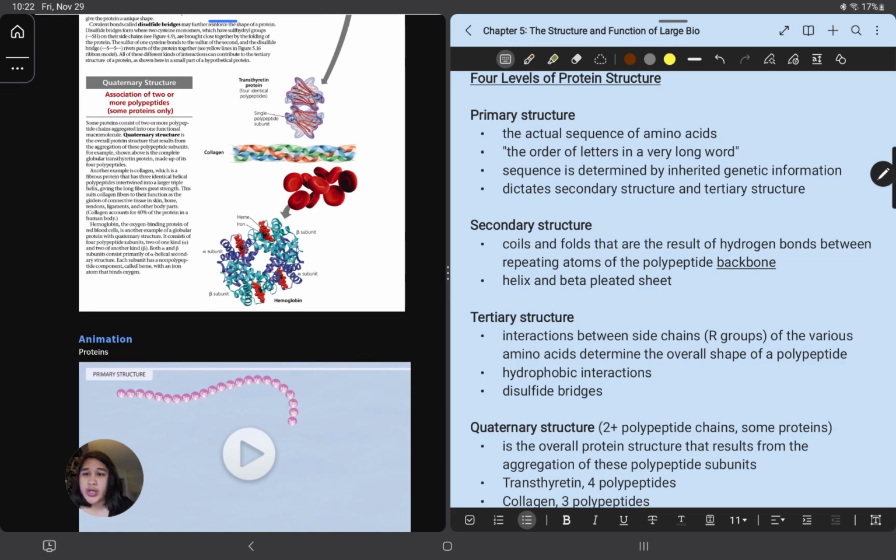And quaternary structure is when there are two or more polypeptides. This applies for only some molecules. And one example of a quaternary structure would be hemoglobin, which is an oxygen-binding protein of red blood cells. Okay?